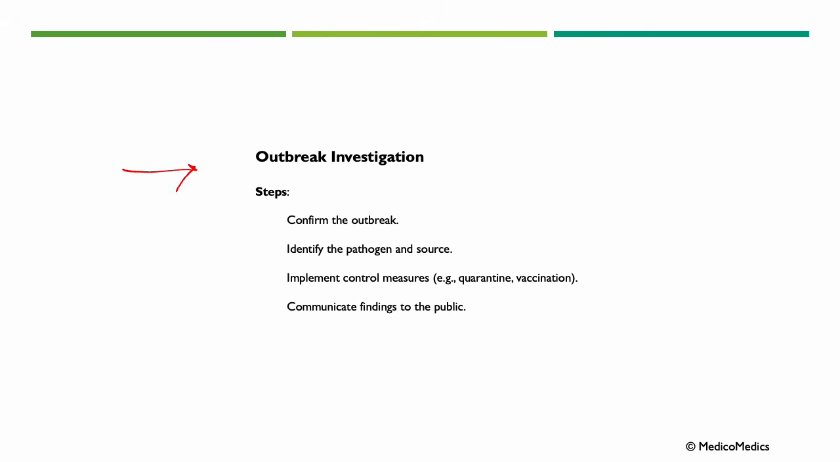During an outbreak, how do we investigate? So we have the following steps to adhere to. First, confirm the outbreak. Then identify the pathogen and the source. Third, implement control measures like quarantine or vaccination, etc., and of course communicate findings to the public.